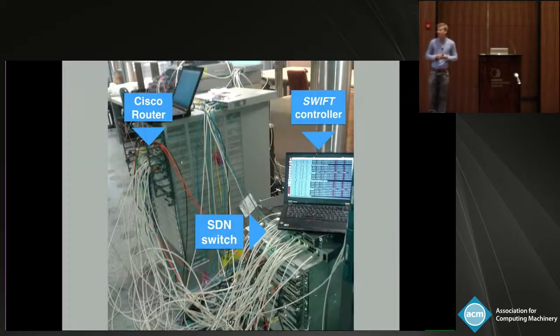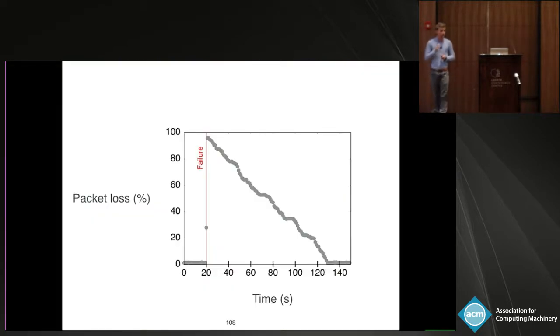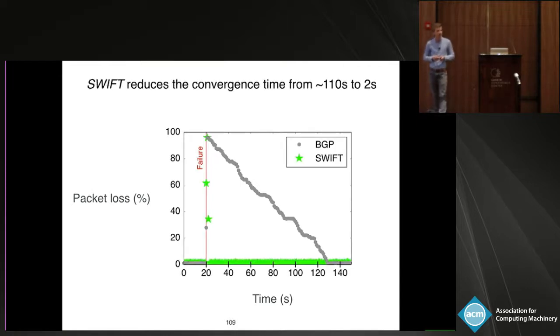So we actually did this setup in our lab at ETH. We reproduced the network I just showed you before, and then we simulated a remote failure. We then measured the convergence time. So remember, again, with BGP, we observed a convergence time of 110 seconds. And with Swift, we observed a convergence time of just 2 seconds. So this is a 98% speed-up thanks to Swift.